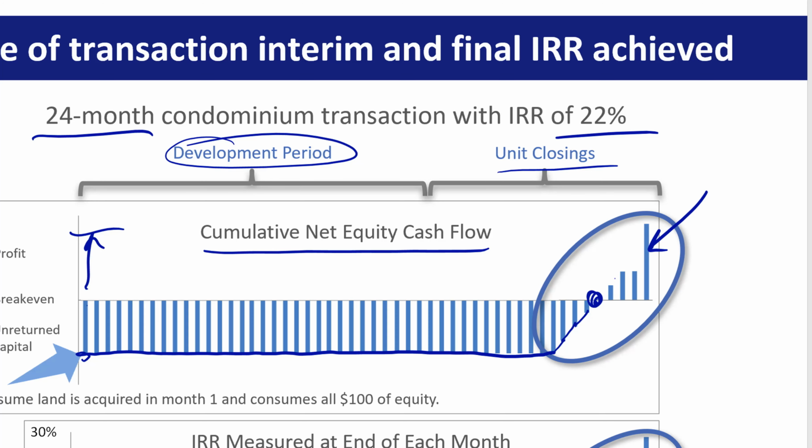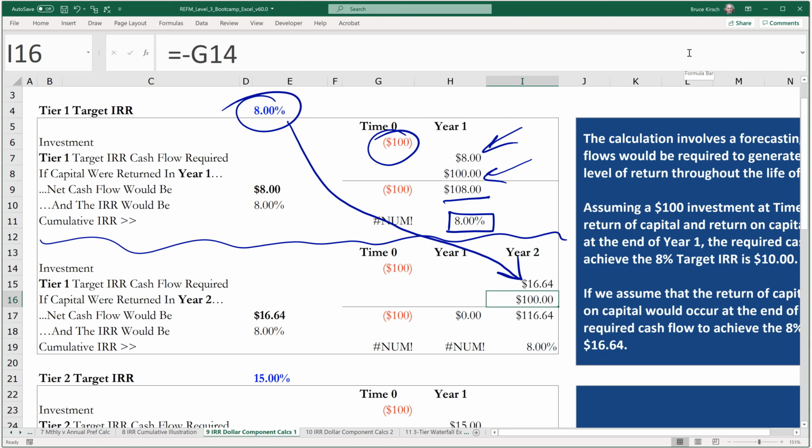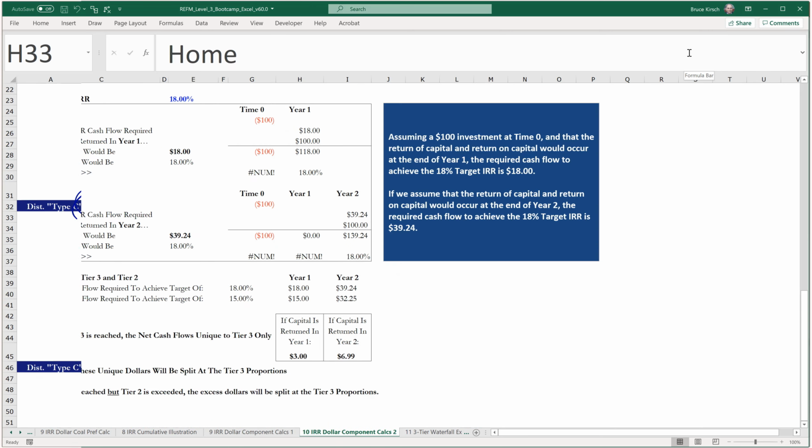And what I want to impress upon you is that that total profit amount compounded. So we solve for the amount that gets us to the $8 and then add to that the additional amount of $8 grown at 8%. And that gets us to $16.64. And so that would give us an 8% IRR over a 2-year horizon.